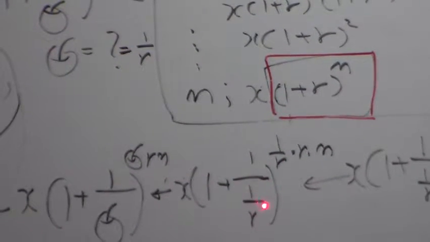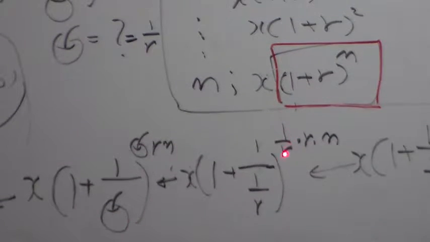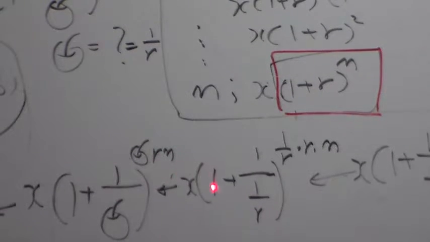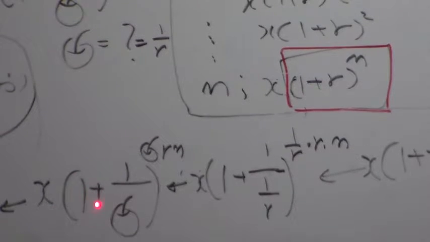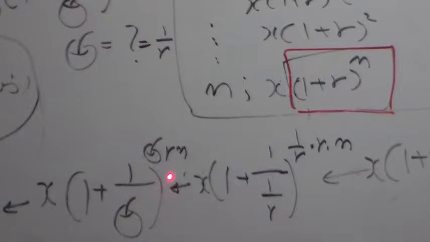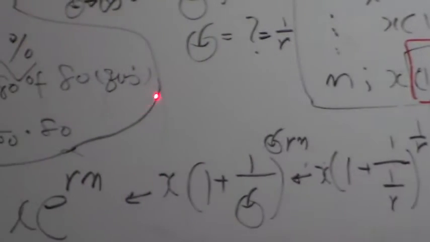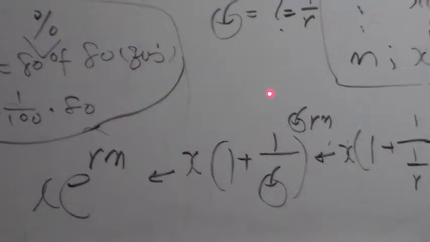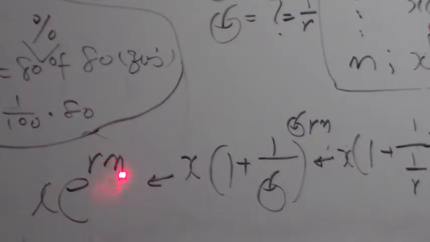This 1 is still the same. So 1 over r is apple. I'm going to change 1 over r to apple right there. Then rn is rn right there, and x is still there. So that is x times 1 plus 1 over apple, to the power of rn, right? Look at this one right there. This part is e, right? So x is there, this part is e, and rn is there.